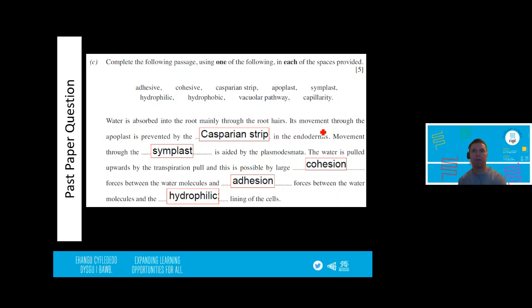So there's an example of a past paper question, largely recall, quite low level, but it gives you an idea. Whenever you do a past paper question, it gives you an idea of where they're pitching their questions and the sort of thing they like to focus on.